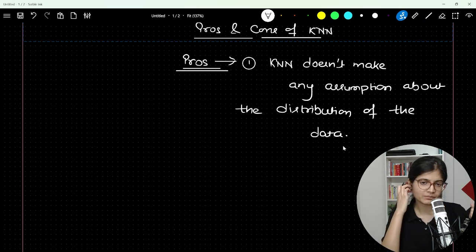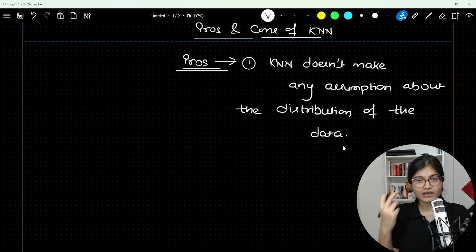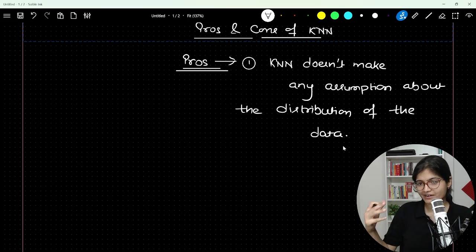For example, if you remember when we were discussing linear regression, there was an assumption that the distribution of data should be linear in nature. Otherwise, we cannot apply linear regression. The same thing went for logistic regression as well. In KNN, there is no such limitation. You can apply any kind of distribution, whether non-linear or linear, so KNN can be applied in any kind of distribution.